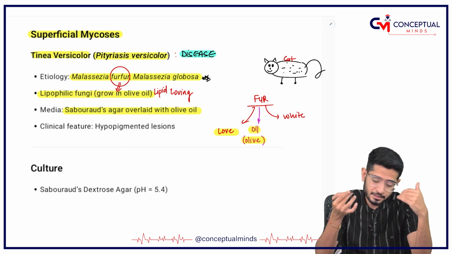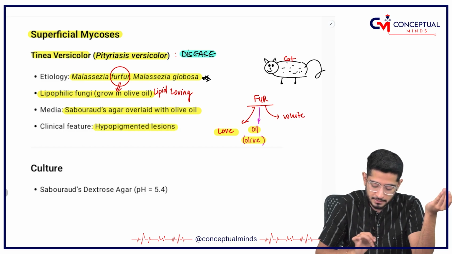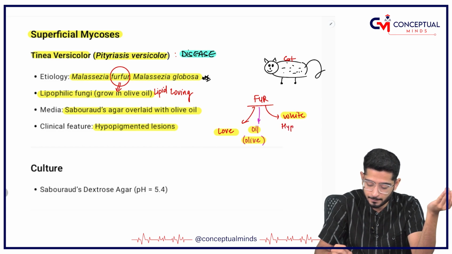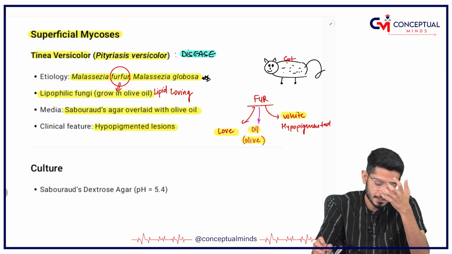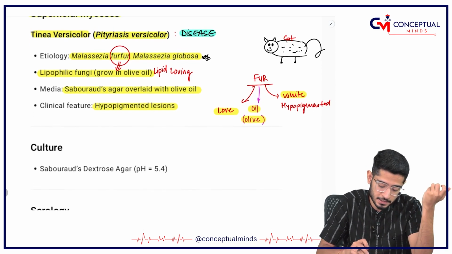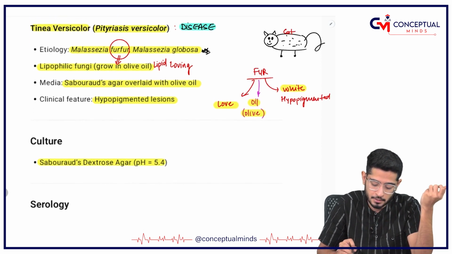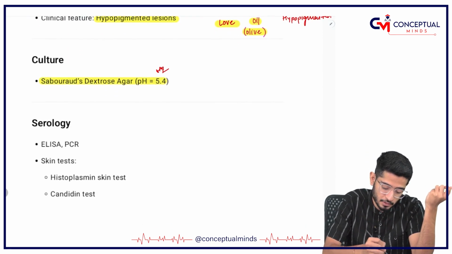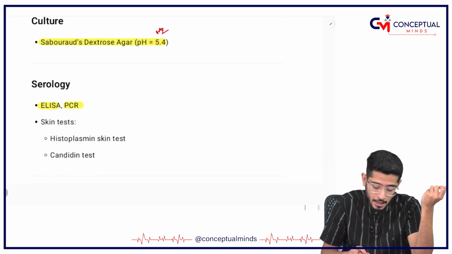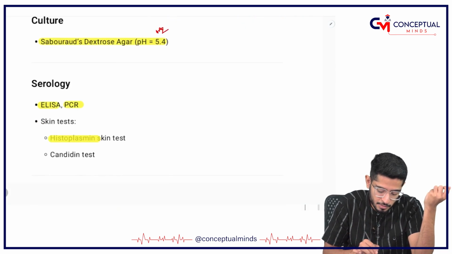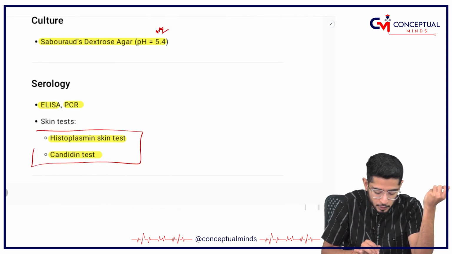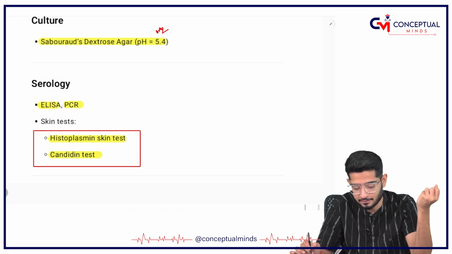The clinical feature is it causes hypopigmented skin lesions. I told you my cat is of white color, so hypopigmented. So what was the culture media? Sabouraud's dextrose agar. What is the pH? It is 5.4. What is the serology? ELISA, PCR. And how will you do the skin test? Remember, histoplasmin skin test and Candin test are the two tests which we perform in Malassezia furfur.